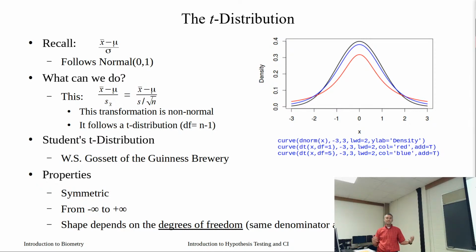Now, where did this come about? How did we get it? Well, it's actually called a student's t-distribution because the guy that came up with it was W.S. Gosset of the Guinness Brewery. You've all heard of the Guinness Brewery, right?